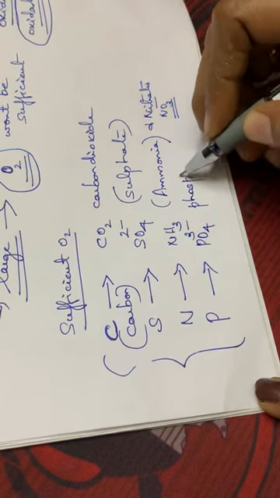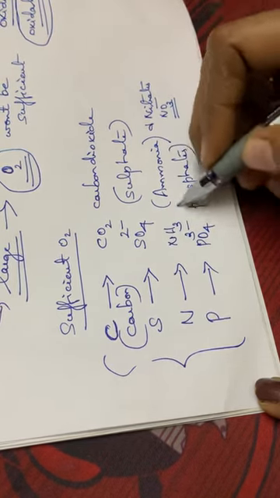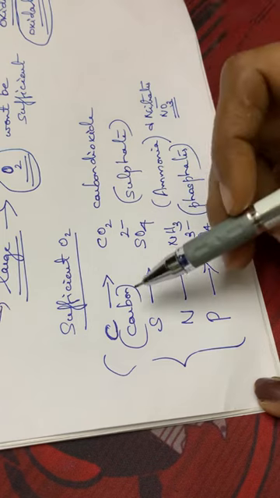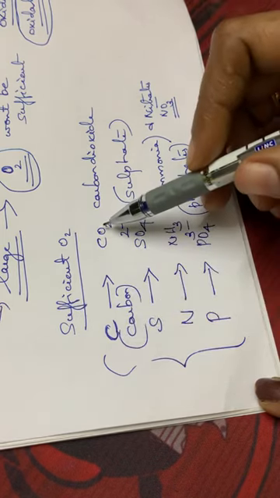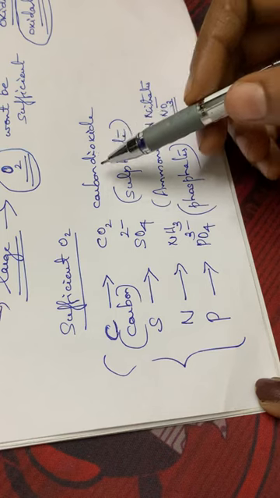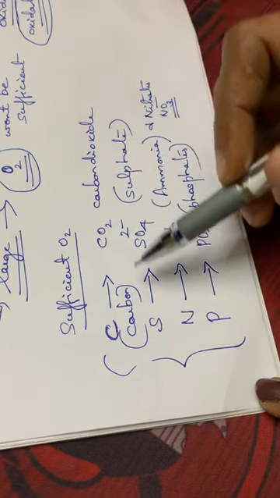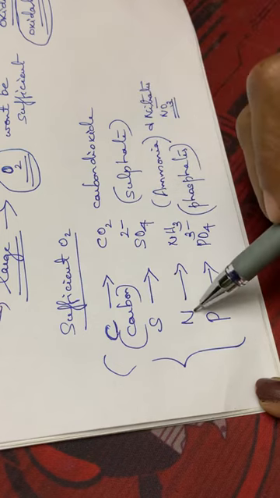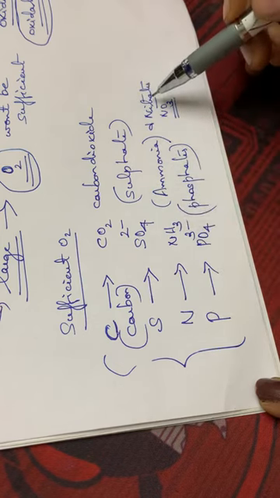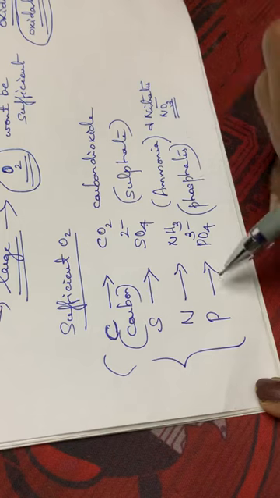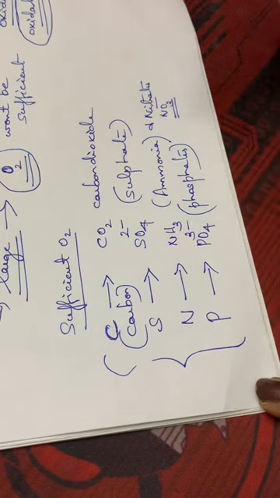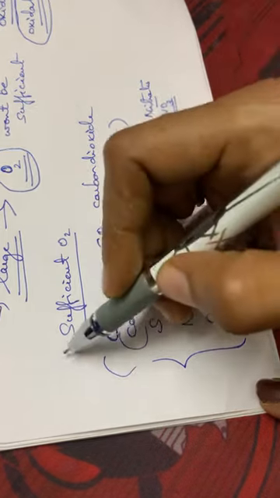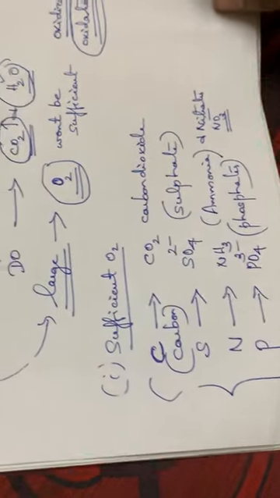So this is the first case. If sufficient oxygen is present in the water body, carbon will be converted to carbon dioxide due to bacterial action. Sulfur will be converted to sulfates, SO4 2-. Nitrogen will be converted to ammonia and also nitrates, NO3-. Phosphorus will be converted to phosphates.